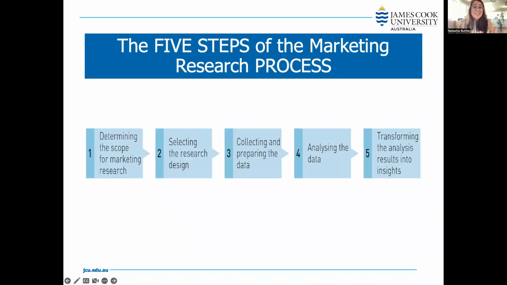Okay, so now we've touched on those 5 steps of the marketing research process. So we've determined the scope of our market research, we've selected the research design, we've collected and prepared the data, analysed that data, and then used that data to give us insights to help us with our decision making. So our next topic that we're going to be discussing is the ethical requirements when it comes to undertaking market research.